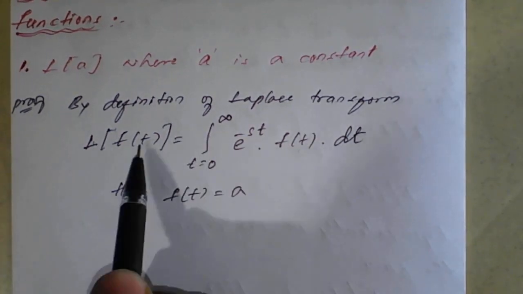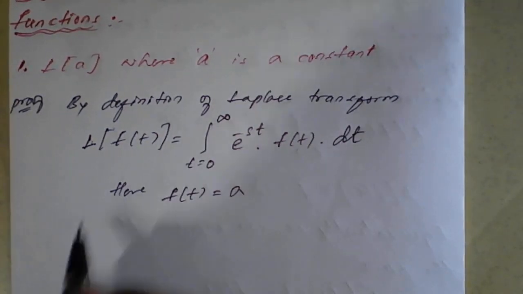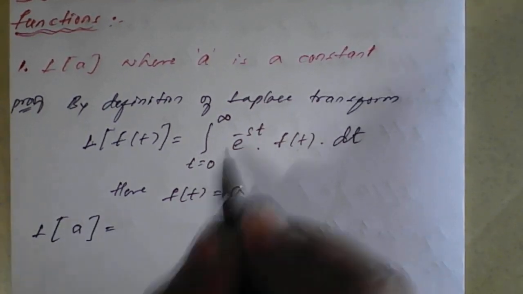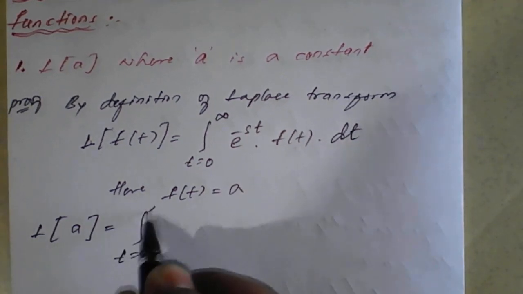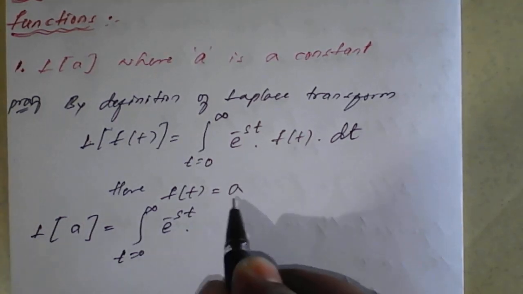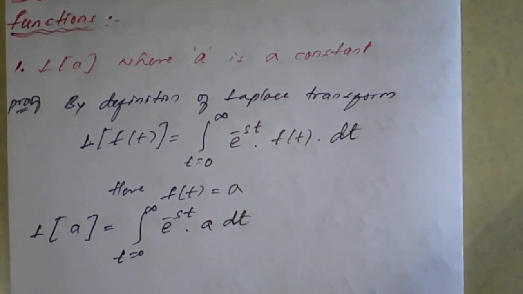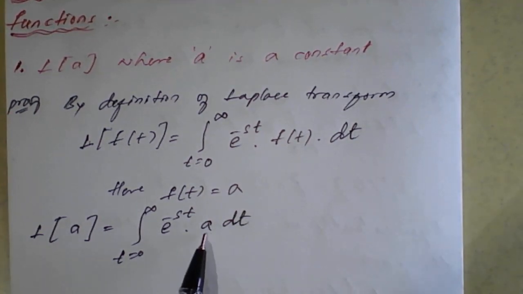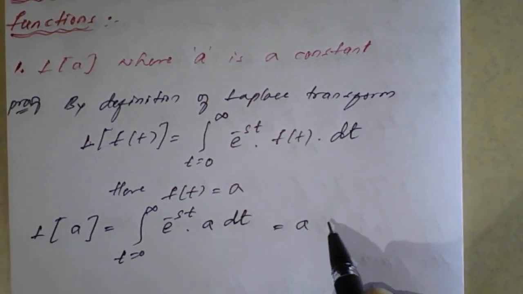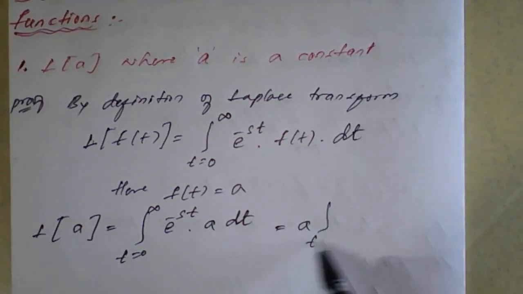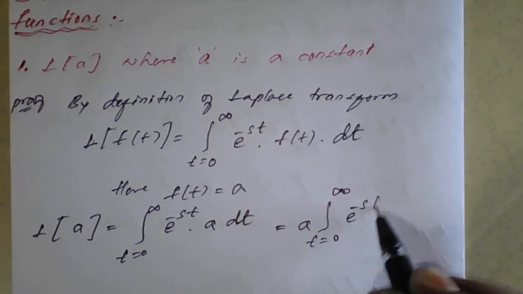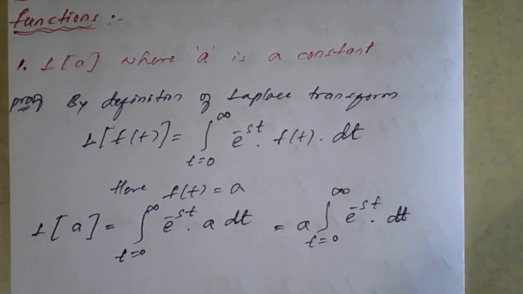So wherever we have f of t, you apply it here, so it will become L of a is equal to integration t from 0 to infinity e raised to minus st, and in place of f of t we replace a, dt. As we know that this a is a constant, we'll keep it out of the integral. So I'll write a times integration of t from 0 to infinity, as it is, e raised to minus st into dt. This a I have taken out of the integral.